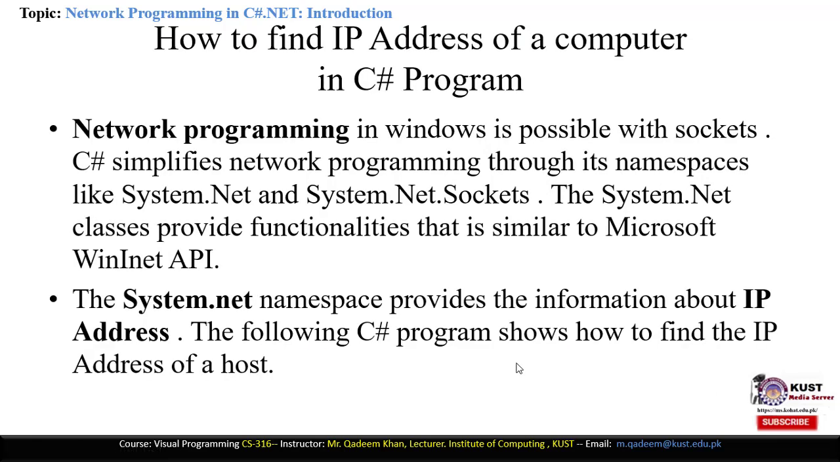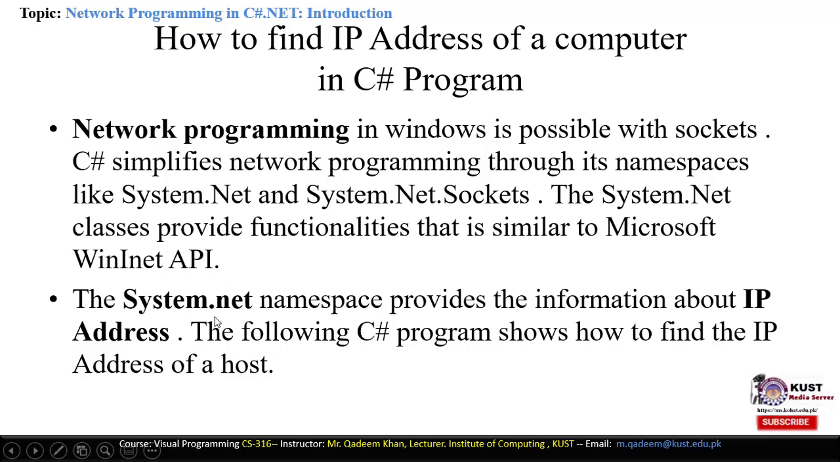Now, how to find the IP address of a computer in C sharp? Here we will write programs. We use two libraries here, System.Net and System.Net.Sockets. The System.Net namespace provides functionality that is similar to the Microsoft WinInet API, as we have done in the previous program, where we used the WinInet API. It provides information about the IP address here.